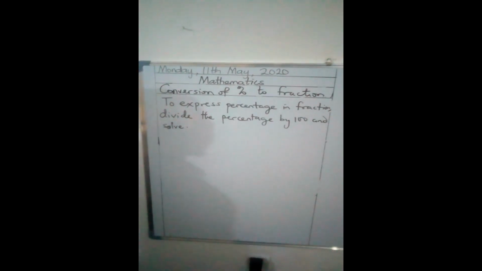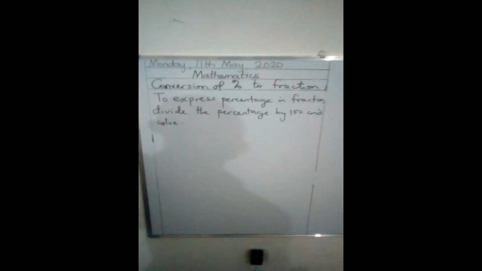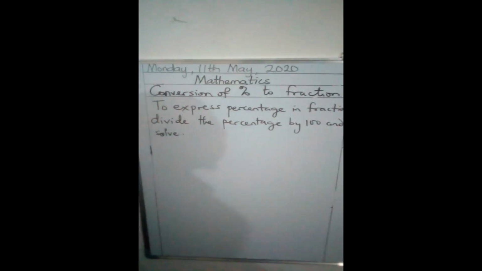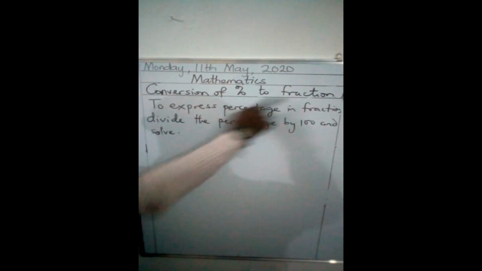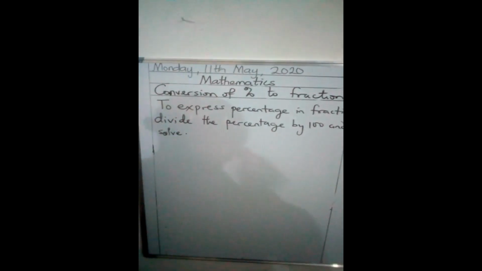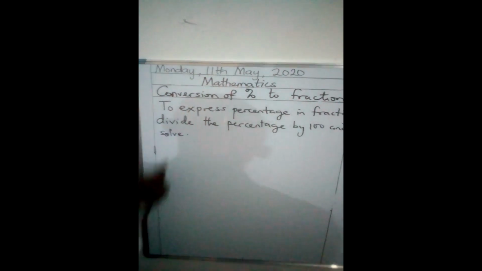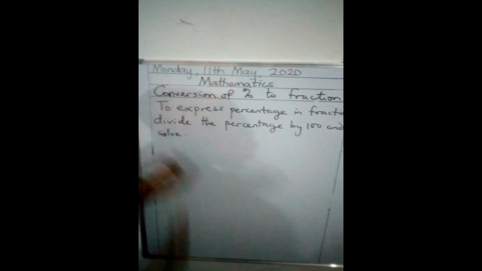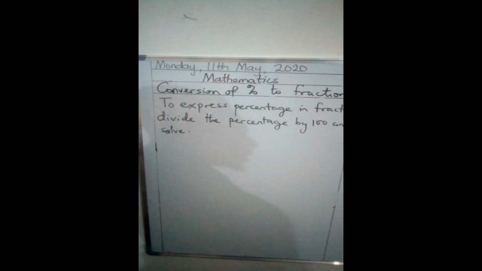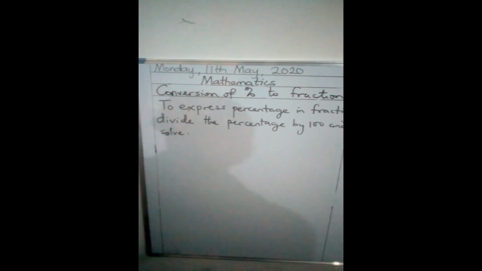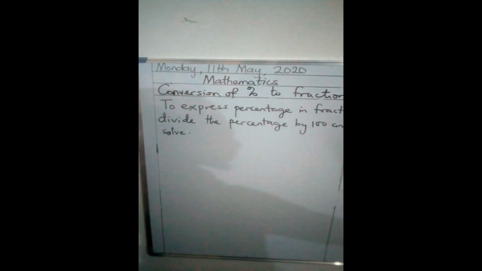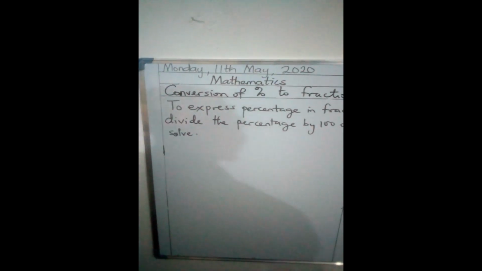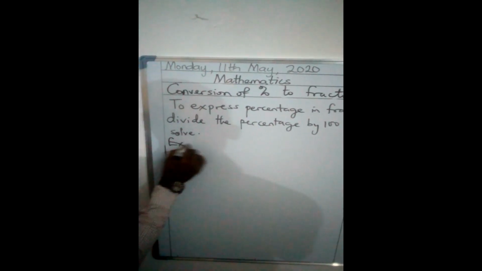Alright, we go to the second part of the topic. We have gone over conversion of fractions to percentage. Now we are on the opposite side, conversion of percentage to fraction. Now, to express percentage as a fraction, divide the percentage by 100 and you solve. Don't forget this is the opposite of what we did earlier, and the opposite of multiplication is always division. So we multiply by 100 in the first case. In this case now we are dividing by 100. So let's take examples.